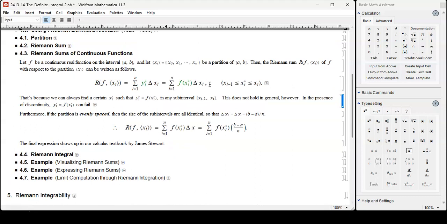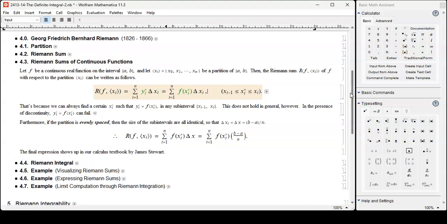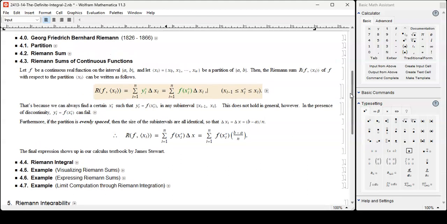So we can reduce an arbitrary Riemann sum into f of xi star as if everything is continuous 90% of the time or 99% of the time. Not always, but most of the time. And that's the kind of Riemann sum we're going to consider.